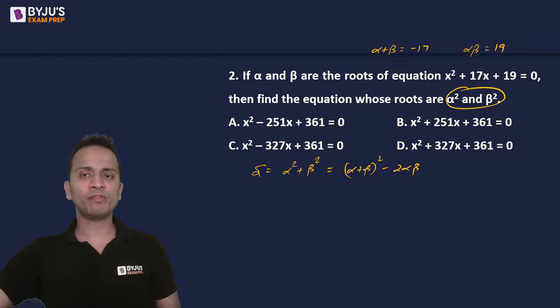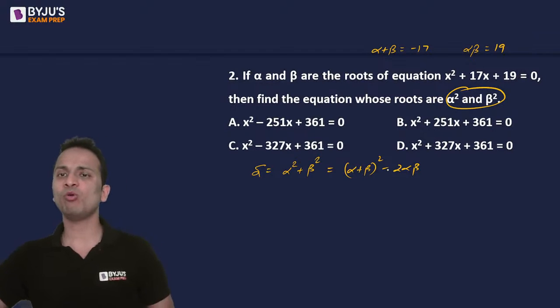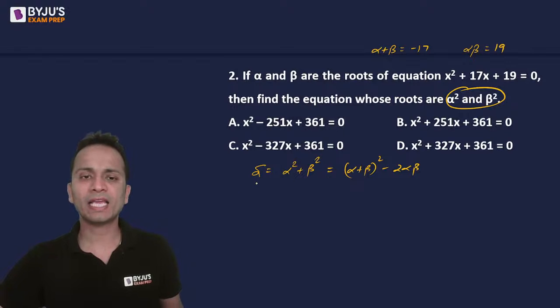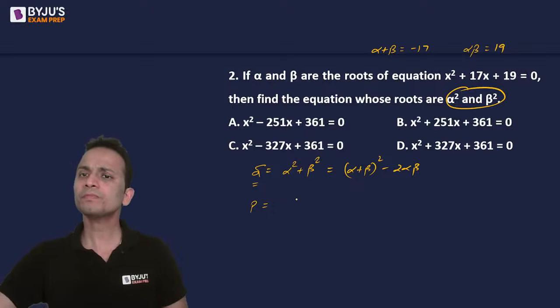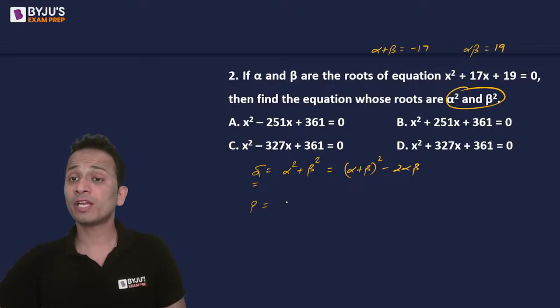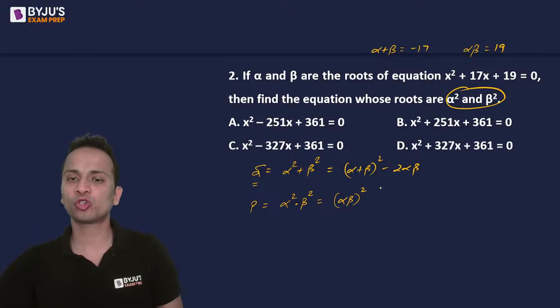Now I know the value of alpha plus beta. I know the value of alpha into beta. I can calculate the value of the sum of the roots. Similarly, you can calculate the value of the product of the roots. So the product of the roots of the required equation will be alpha square multiplied by beta square, that is alpha into beta whole square. That will be equal to 19 square, that is 361.